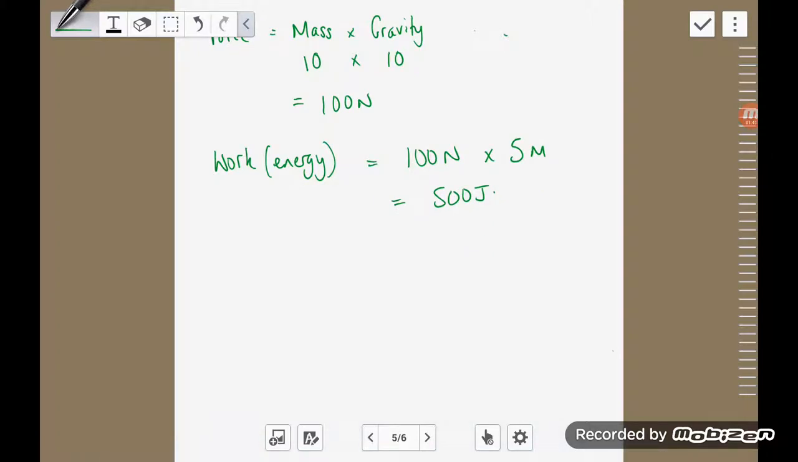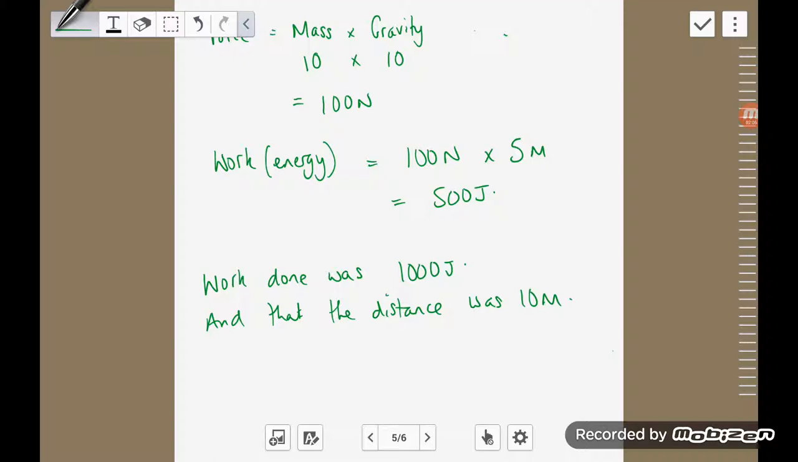Once again, if we were to think about them asking us a slightly devious question, if they told us that the work done was 1000 joules and that the distance was 10 meters, they could ask us for the mass of the object.